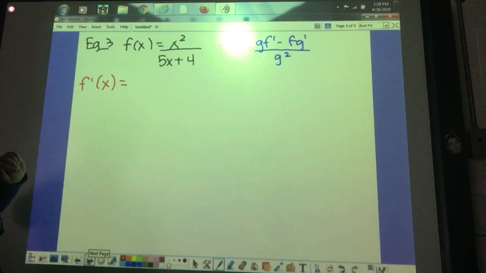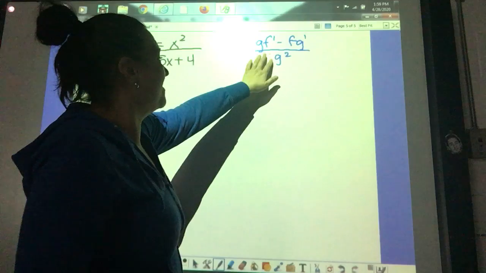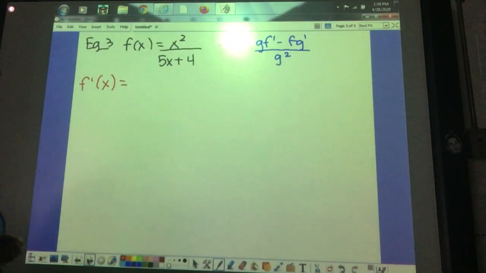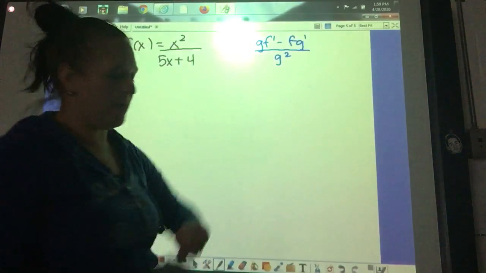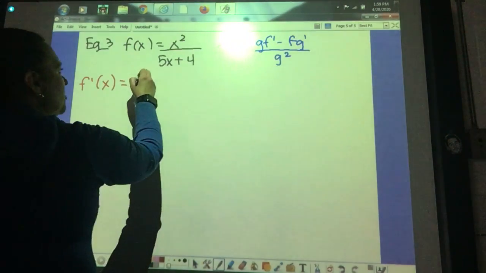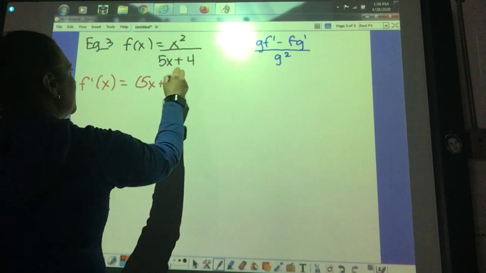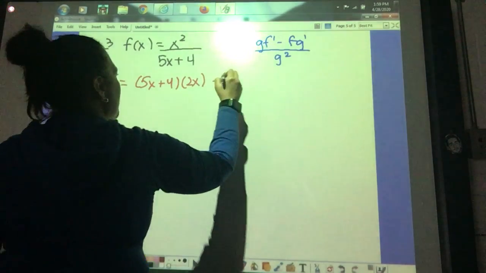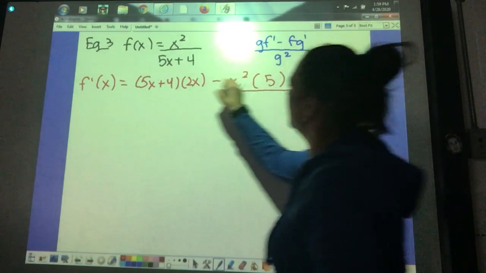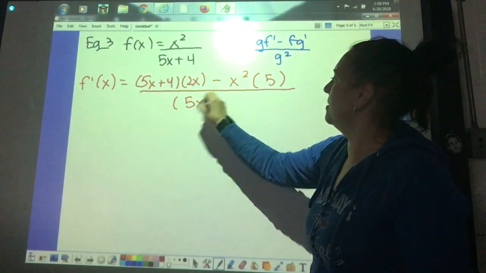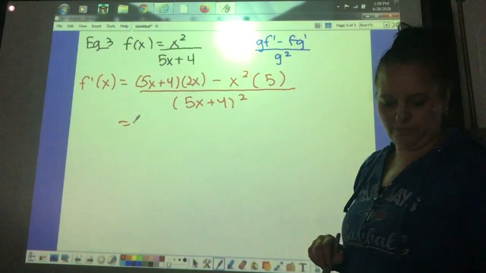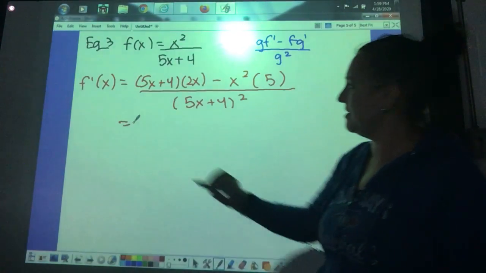This is not grade 11 pre-cal, this is grade 12, or this is calculus. We have to apply the quotient rule to get the derivative of that. So gf prime minus fg prime all over g squared. So we take our g function times the derivative of the f, minus the f function times the derivative of the g, and then the g function is squared. And then you're going to multiply things through. I'm going to skip a few steps just to save some time.